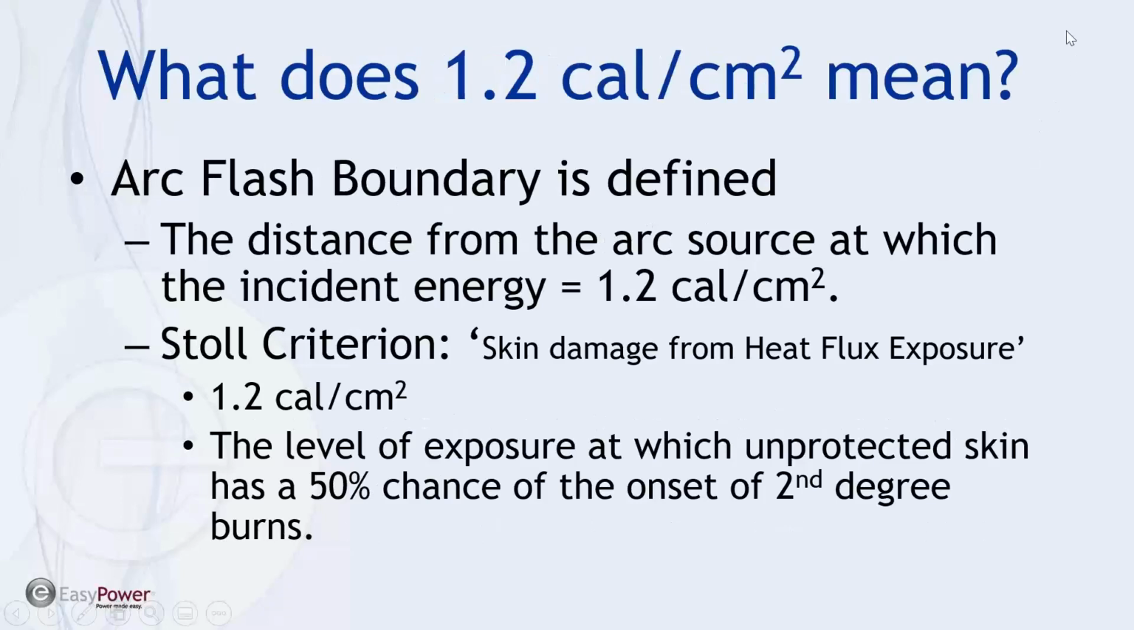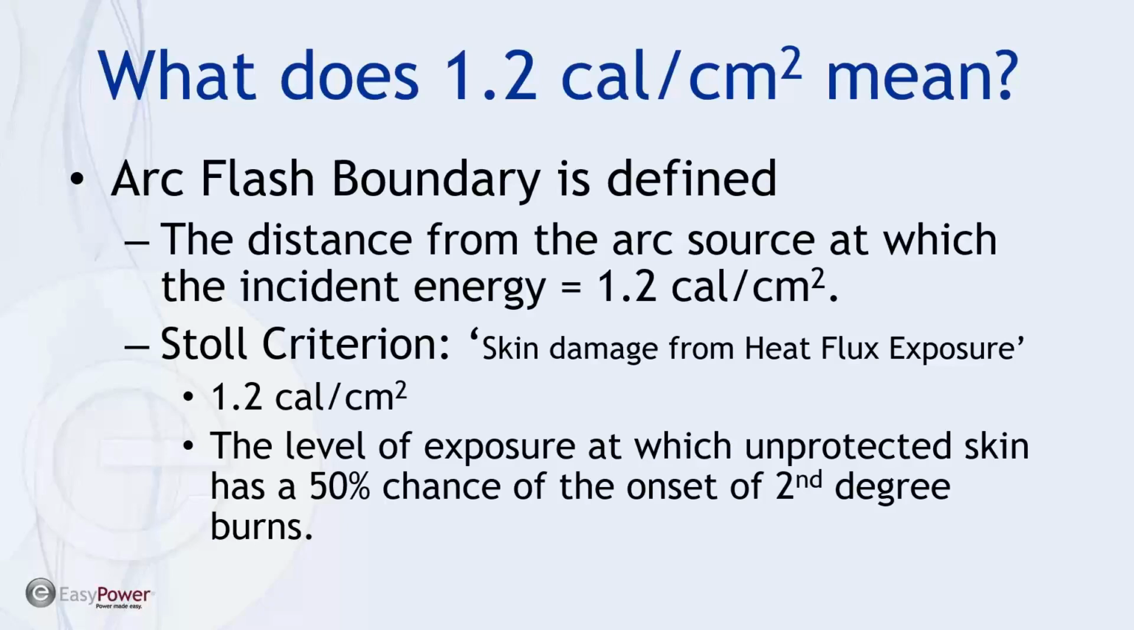If you allow me a couple seconds of regression, 1.2 calories per square centimeter was derived and is defined as the arc flash boundary, and more specifically, the distance from the arc source at which the incident energy equals 1.2 calories is the arc flash boundary. Now that number and that criteria came from a study that was done by Alice Stoll back in the mid-50s and was titled Skin Damage from Heat Flux Exposure.